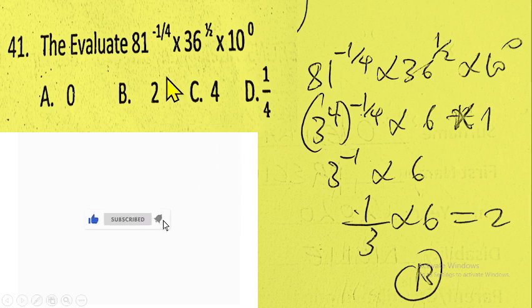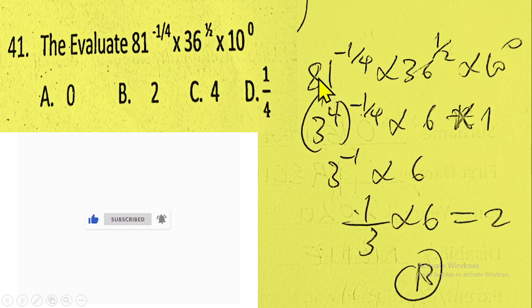Question number 41 is on indices. We have to evaluate 81 raised to the power minus 1 over 4 times 36 raised to the power half times 10 raised to the power 0. So technically, this one is saying that we have to find the fourth root of 81 raised to the power minus 1. So we have to find the fourth root of the inverse of 81. So that should give us the inverse of 3.